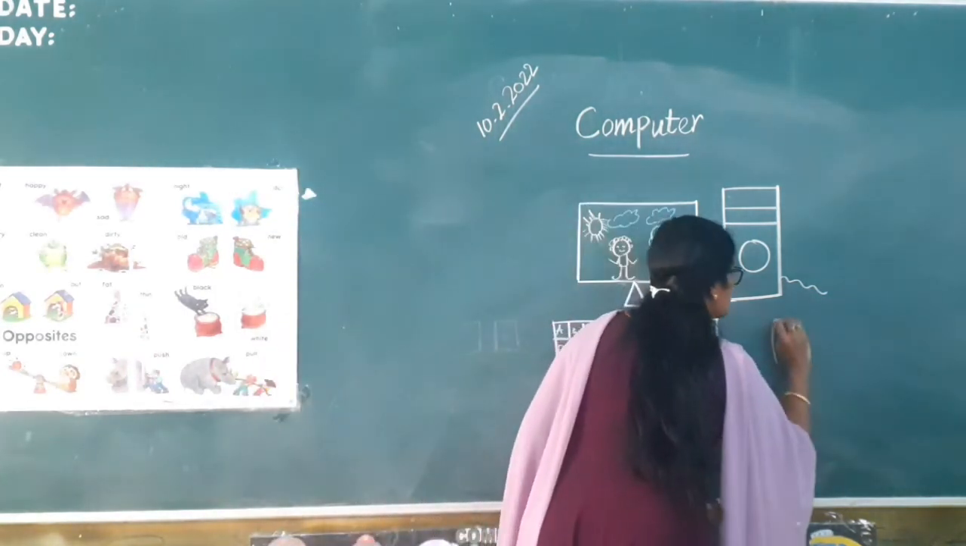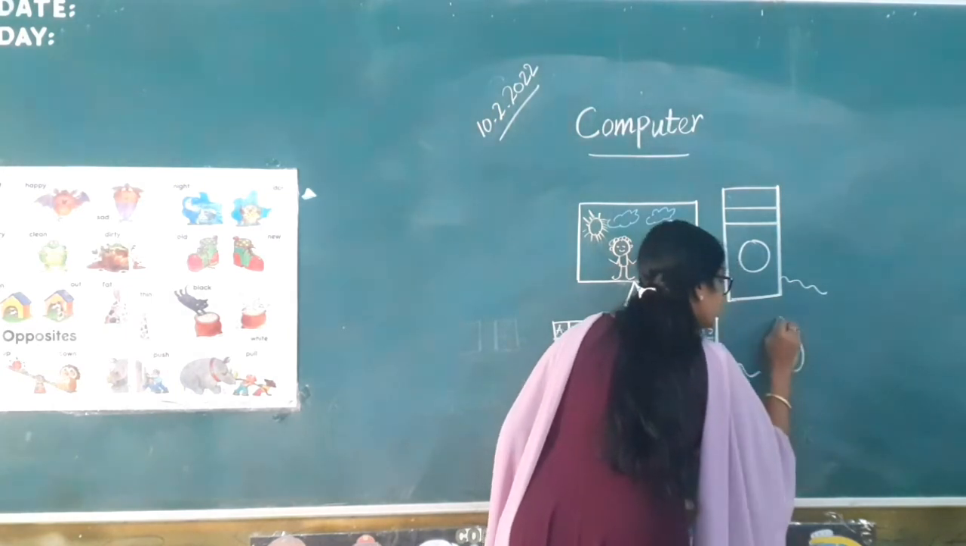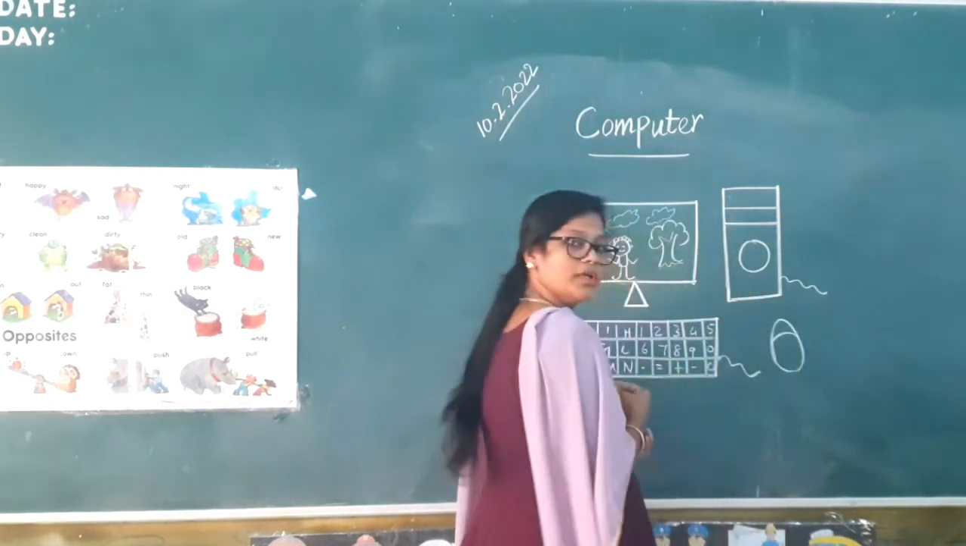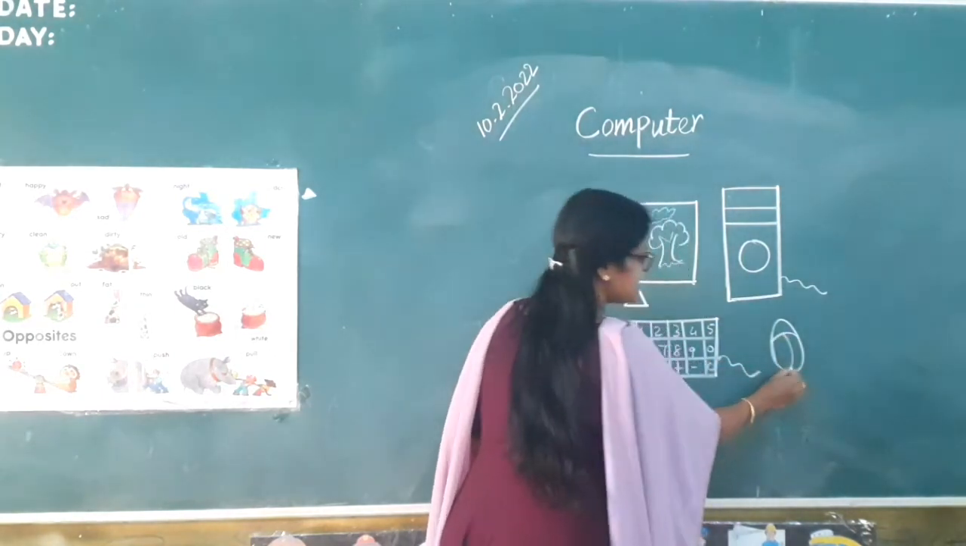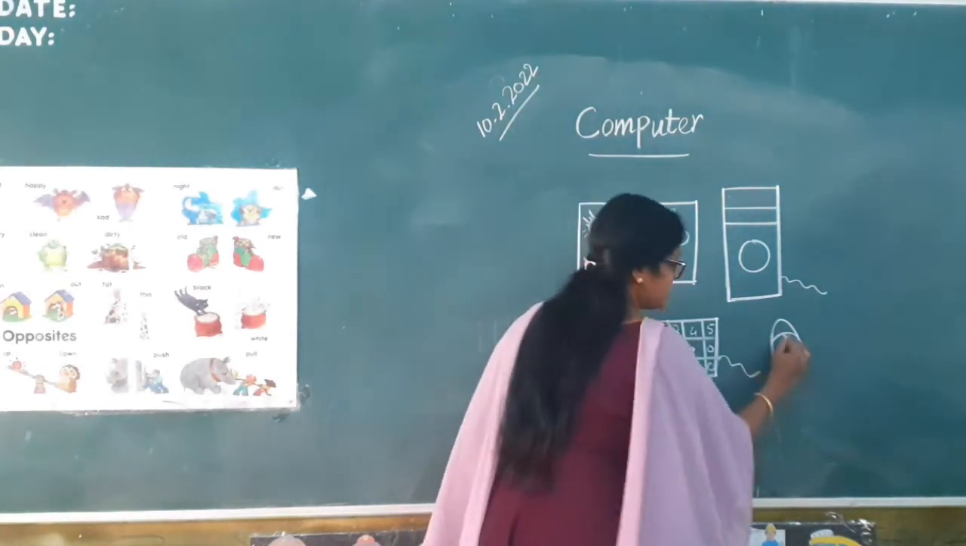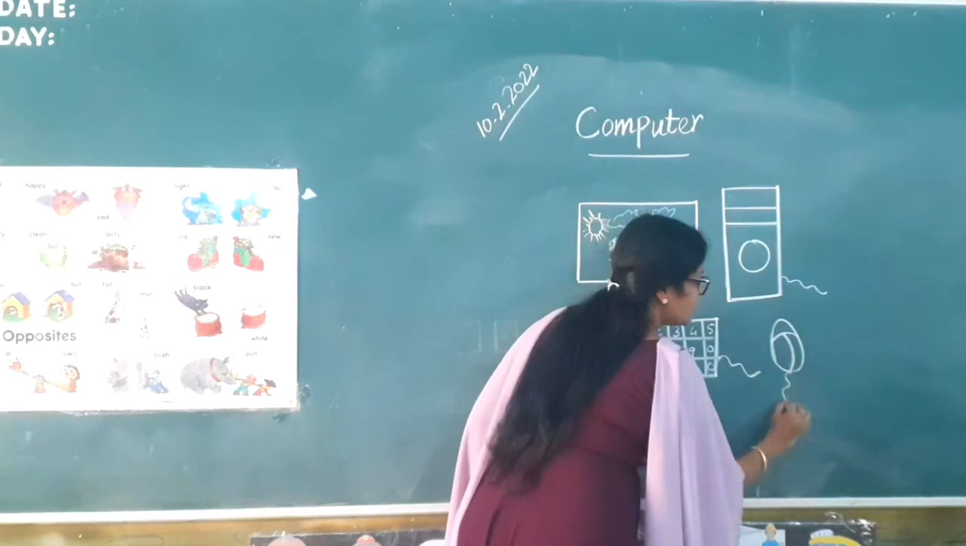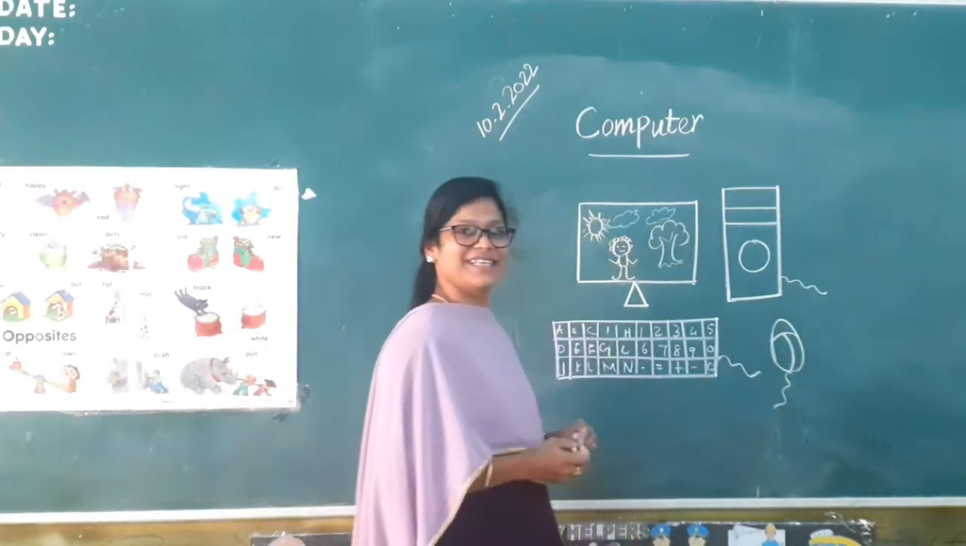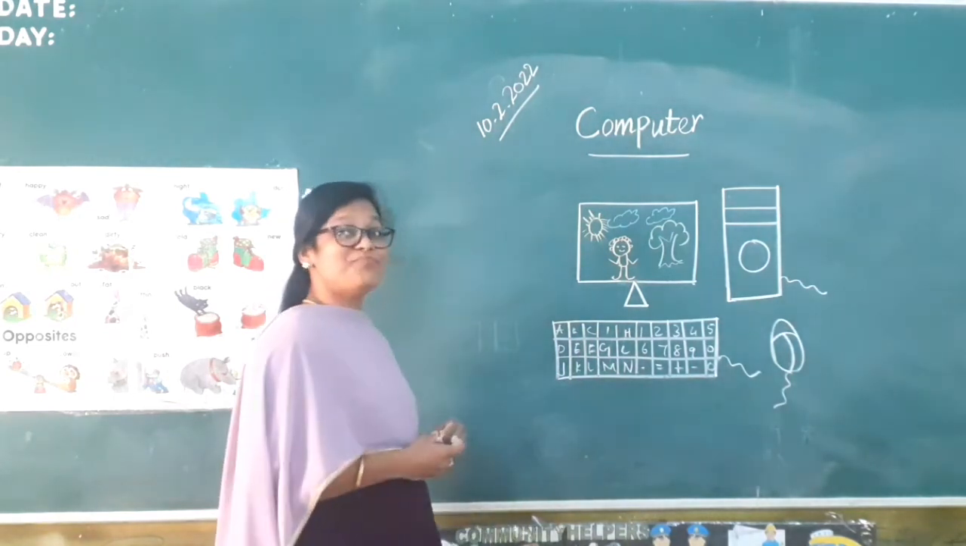Next comes the mouse. Draw an oval shape. Then a small curve and a line like this. Then draw the wire of it. That's it. Mouse.